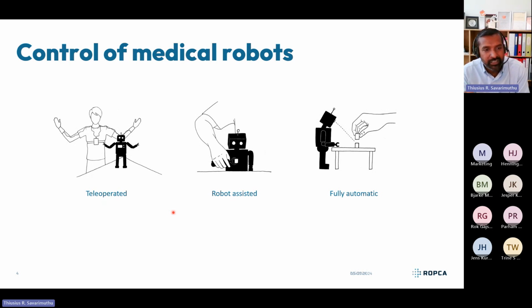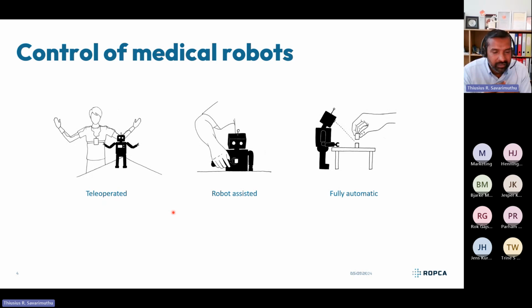Robot assisted systems, here you have robotic systems that help out with part of the execution. So you as a surgeon do not need to always issue all the commands to the robot. However, you have a pre-planned task that the robot helps execute. And then you have the fully automatic systems, where you have taught or programmed the robot to execute a task.